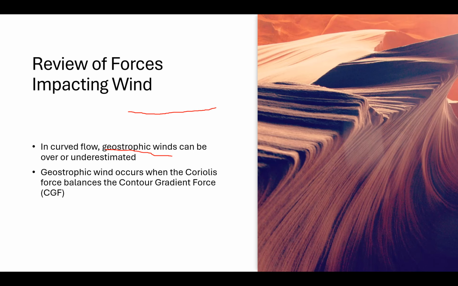Here, let me just draw this out. So let's say these solid red lines are your height contours, right? A geostrophic wind occurs when your wind direction, because there's no friction, is going to blow parallel to these height contours, right? That's a geostrophic wind. A geostrophic wind means things are in balance.